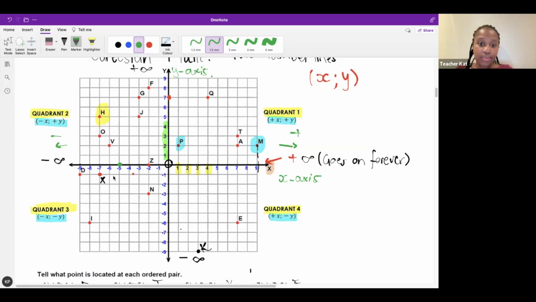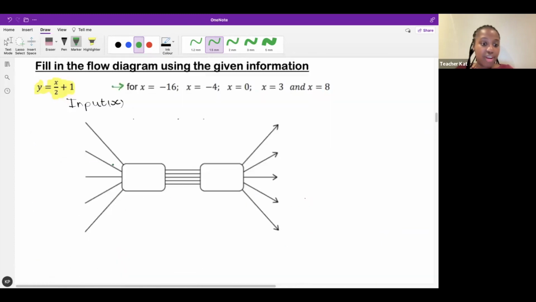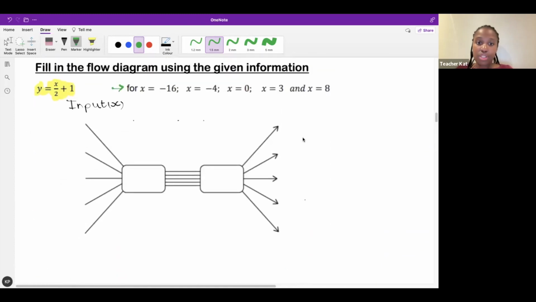Okay, guys. Wonderful. So in fact, these are my inputs and they are located on the left, whereas my outputs are located on the right. So I'm going to fill in my inputs quickly. So I have a -16, -4, 0, 3, and 8. Okay, once again, we said in these blocks is my function. So we're going to speak about what we are going to operate on, my operations.